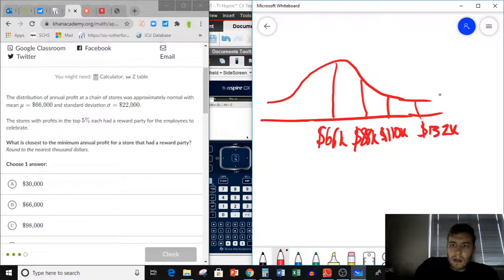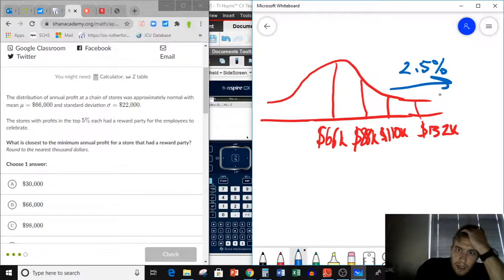Okay, so we're trying to find the top 5%. Well, we know that from here over is 2.5%. And then from here over is 16%. So it's going to be somewhere in here. So we know we want that percent.